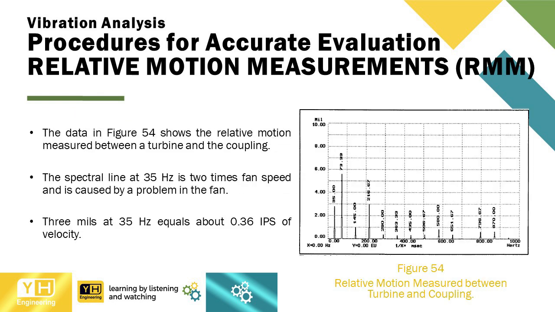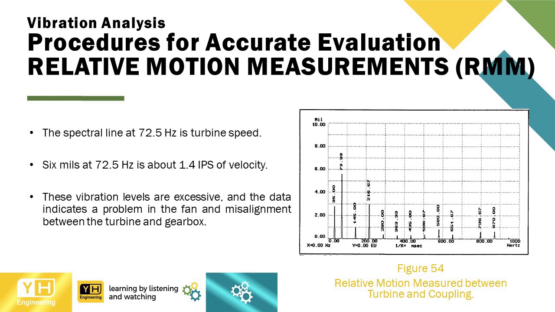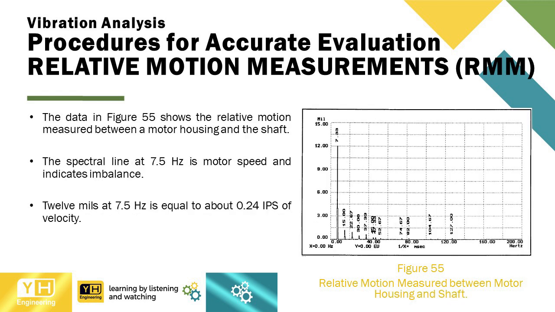The data in Figure 54 shows the relative motion measured between a turbine and the coupling. The spectral line at 35 Hz is 2 times fan speed and is caused by a problem in the fan. 3 mils at 35 Hz equals about 0.36 inch per second of velocity. The spectral line at 72.5 Hz is turbine speed. 6 mils at 72.5 Hz is about 1.4 inch per second of velocity. These vibration levels are excessive, and the data indicates a problem in the fan and misalignment between the turbine and gearbox.